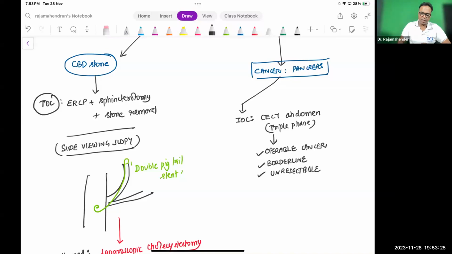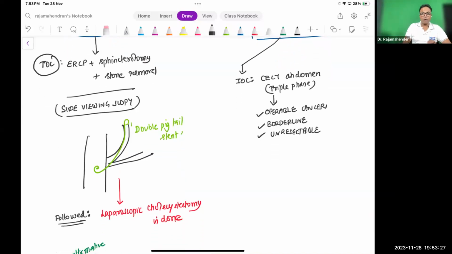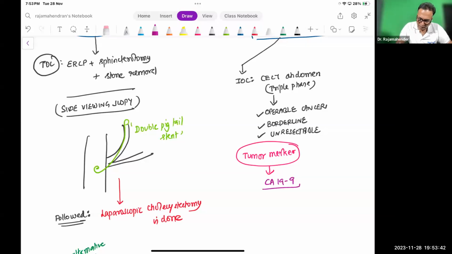I should know what cancer it is. So CT is the gold standard now. I have to confirm what cancer it is by doing a CT scan, and I have to do one tumor marker for pancreatic cancer. What is it? The tumor marker of pancreatic cancer is CA19-9. But CA19-9 is not always elevated.